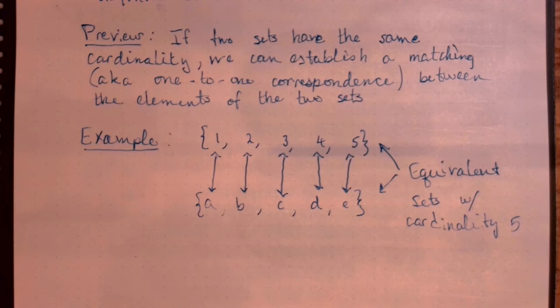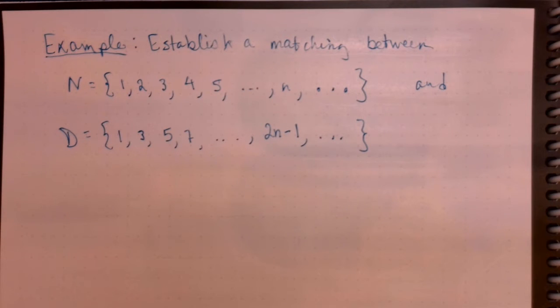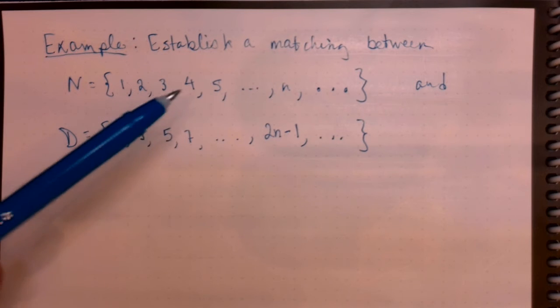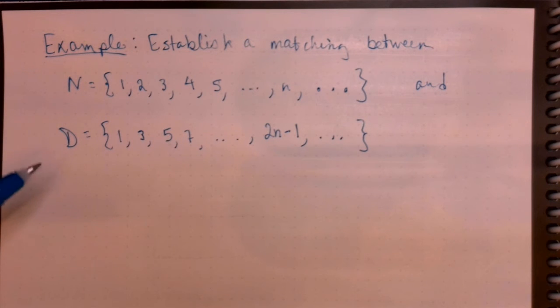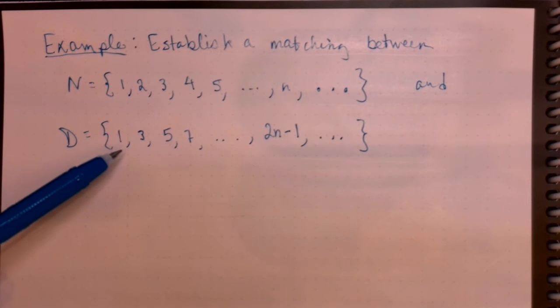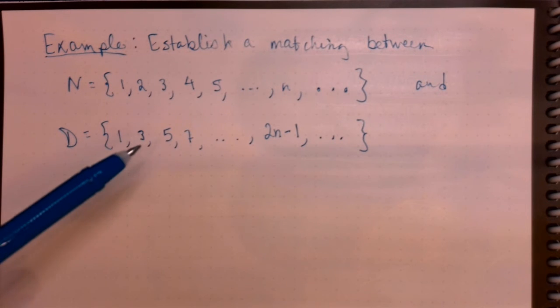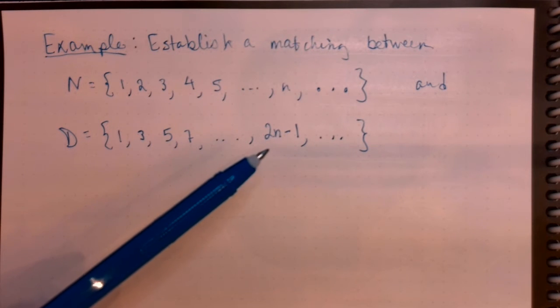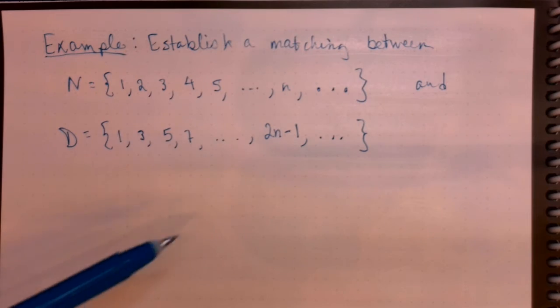So let's take a second and look at an example that might not be as obvious. We're going to deal with an infinite set in this example. This problem is asking us to establish a matching between the set of natural numbers 1, 2, 3, 4, 5, and so on forever, and this set, which we are calling D. It has the odd numbers in it: 1, 3, 5, 7, and it keeps on going. The generic odd number is of this form, 2n minus 1.